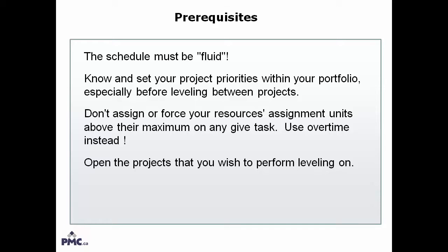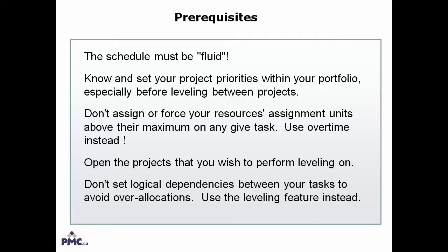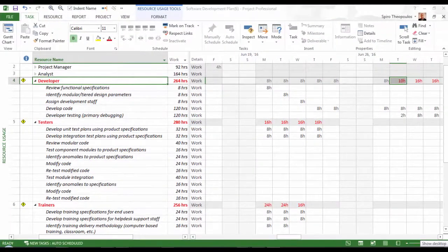Of course, through a network of task dependencies, any leveling delays upstream may have an impact on your downstream projects. There's a video on my YouTube channel that addresses external dependencies and deliverables in more detail if you have not seen it yet. Oh, and one last prerequisite for leveling. Don't set logical dependencies between your tasks to avoid overallocations. Use the leveling feature instead. Now, let's turn to Microsoft Project and have a look at the leveling functionality.